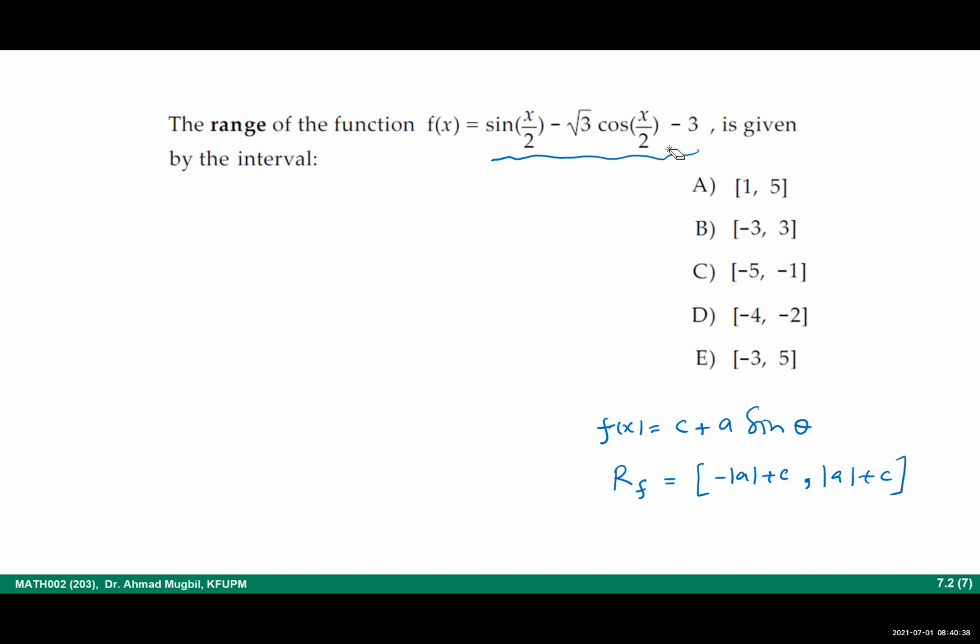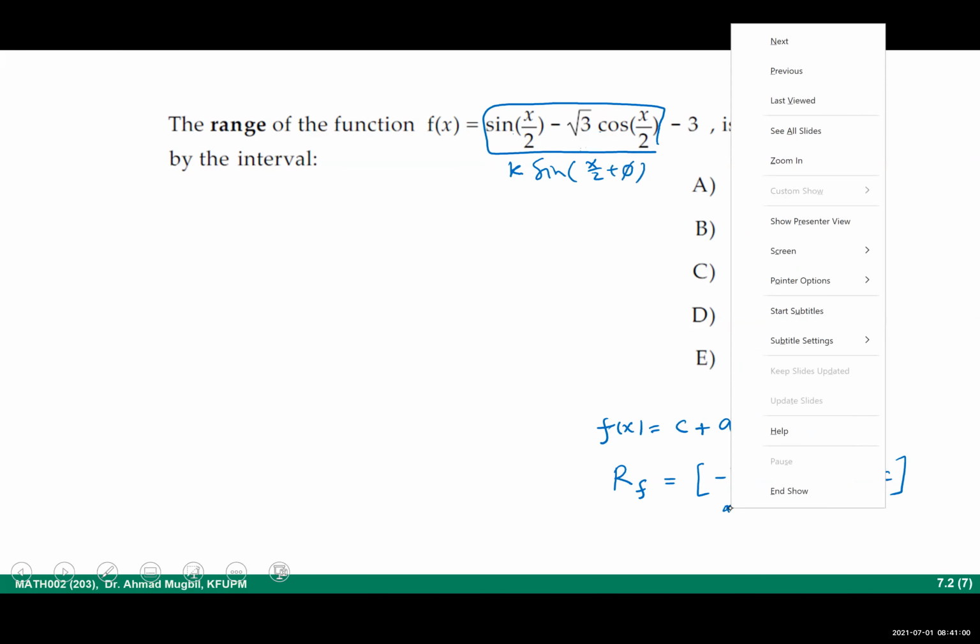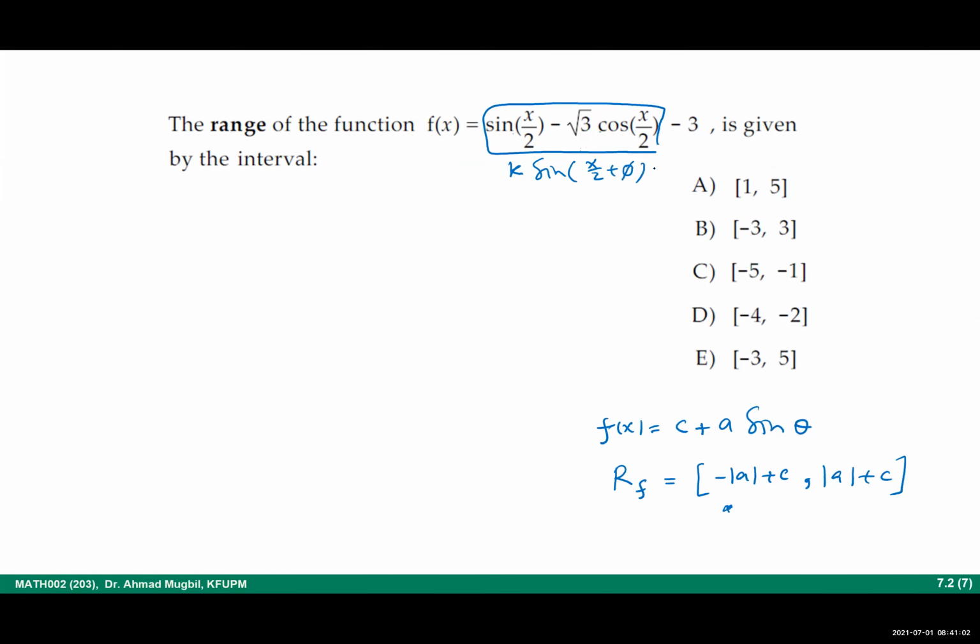So here we have this function that is a combination of sine and cosine. So I need to use the reduction identity. I need to write it like K sine of x over 2, because the angle is x over 2, plus phi. And what is this? This is a vertical shift, so it is minus 3. You can write it here if you don't want to get confused. It is the same. So this is the function, ya shabab.